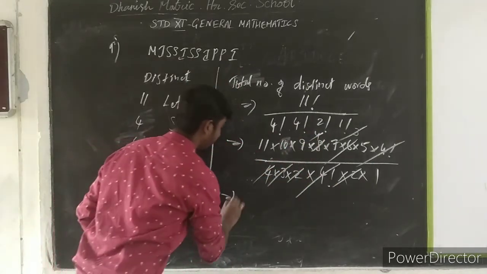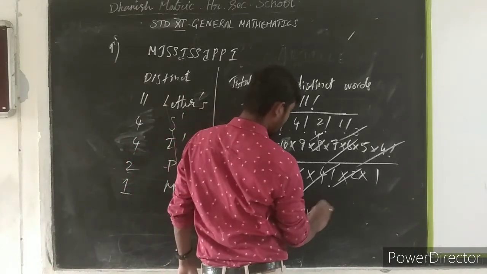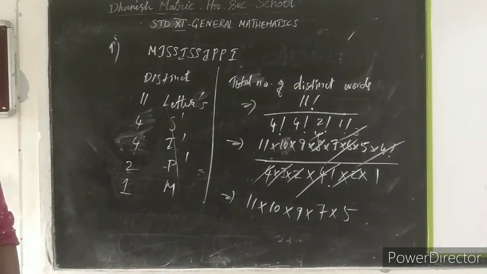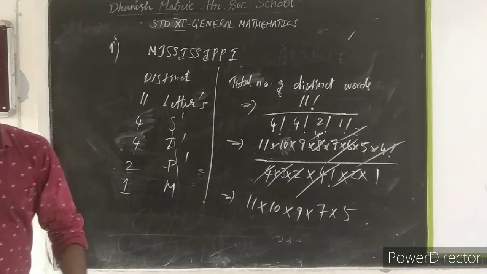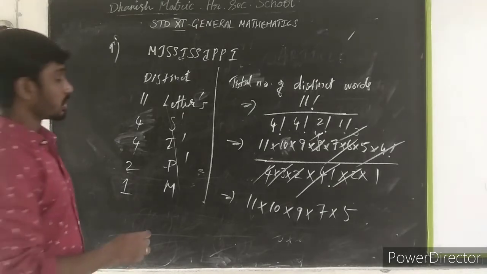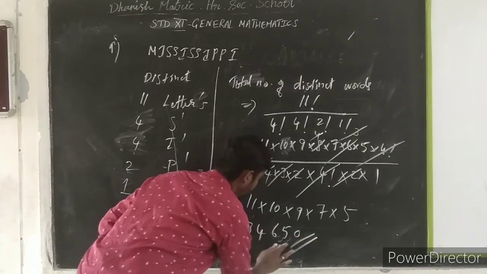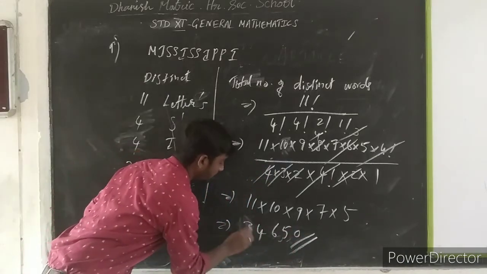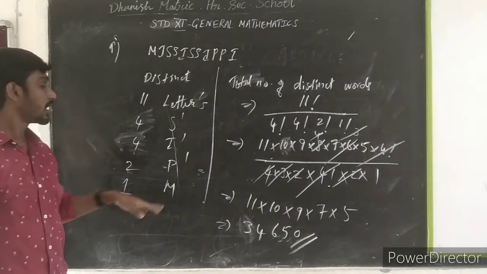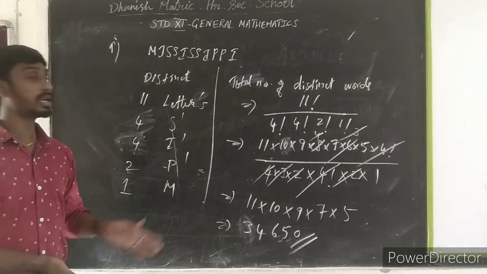What are the remaining values? You are getting 11 into 10 into 9 into 7 into 5, and the answer is 34,650. So what is the answer you are getting? 34,650. How many distinct permutations here? There are 34,650 distinct permutations of the letters of the word Mississippi.